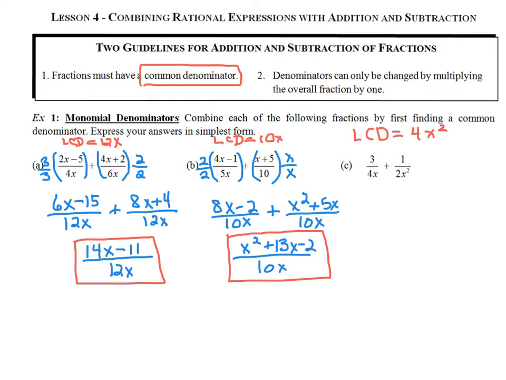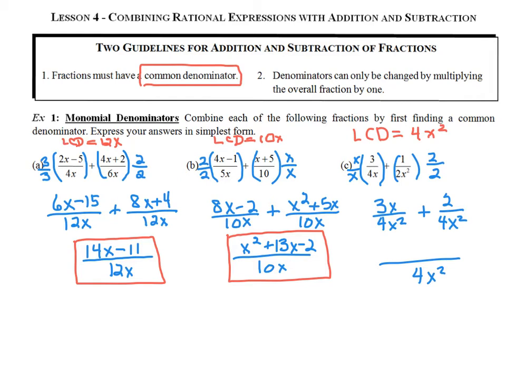To change my first fraction, I'm going to have to multiply the numerator and denominator both by x. To change my second fraction, I just need to multiply the numerator and denominator by 2. So for the first fraction, I get 3x over 4x squared. For the second fraction, I'm getting 2 over 4x squared. I have my common denominator of 4x squared, so I keep that.